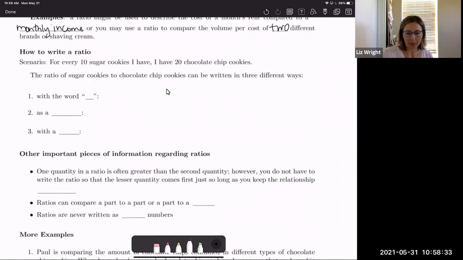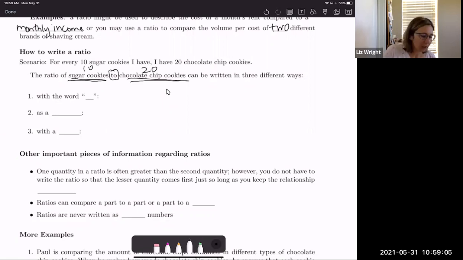So how to write a ratio? We can write it in a few different ways. Here's our scenario that we're going to base our written form off of. It says for every 10 sugar cookies, I have 20 chocolate chip cookies. The ratio of sugar cookies to chocolate chip cookies can be written in three different ways. One thing you want to make sure you're keeping track of is that it's sugar cookies to chocolate chip cookies. So we're talking about sugar, which is going to be the 10, to 20 chocolate chip cookies.